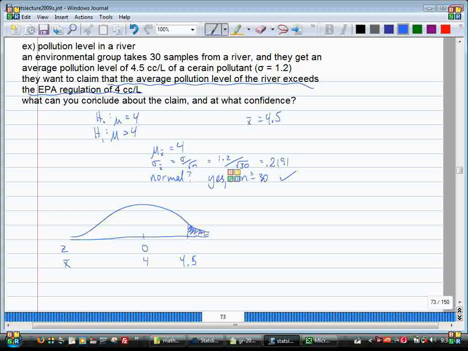So again, I know the expression is mu is greater than 4, so you want to start shading at 4. But think about the way that we're going to draw a conclusion. We're going to say, assuming that mu is 4, what's the likelihood of getting an x bar that is 4.5, or greater? So that's why we shade to the right of 4.5.